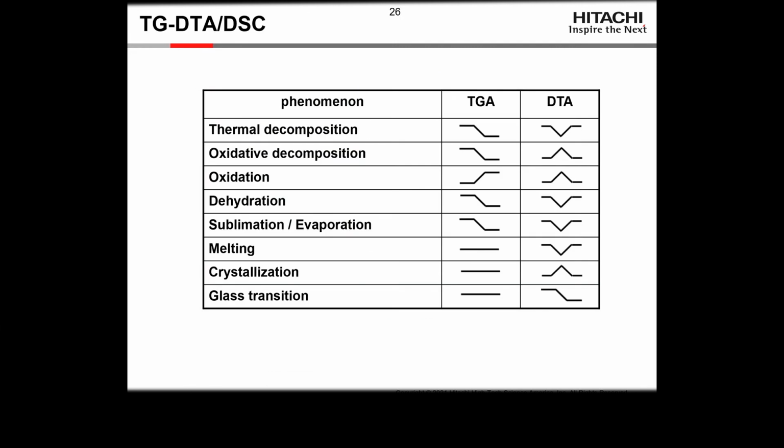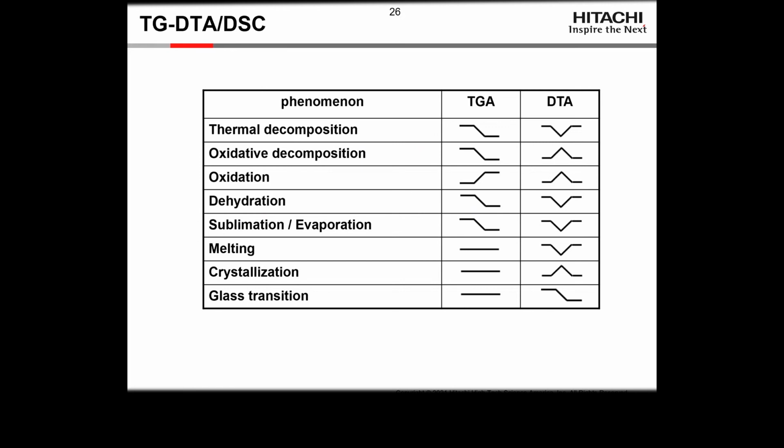When we look at the TG DSC, and as you noticed, there's several names that are on the top of the slides. It can be called an STA, it can be called a TG DTA, it can be called a TGA DSC. Depends on basically when the people were talking, the name kind of changes with time.